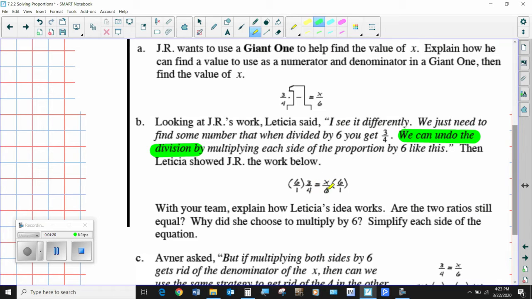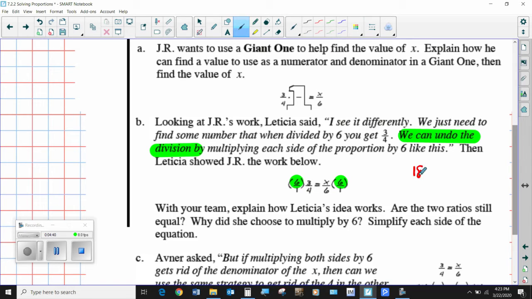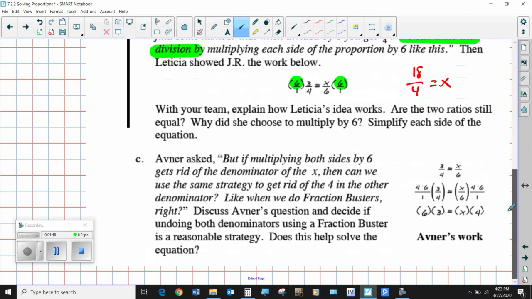So what's the opposite of dividing by 6? Multiplying 6 on each side of the equation will cancel those 6's out. So you end up with 18/4 is equal to x. And that's what we saw in the previous example. We eventually got to 18 divided by 4 was equal to x, and 18 divided by 4 was equal to 4.5. Then this last one that is referred to as fraction busters. Fraction busters really is cross multiplication.